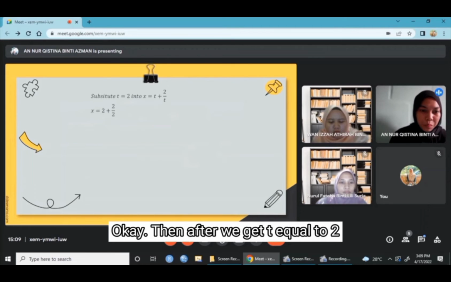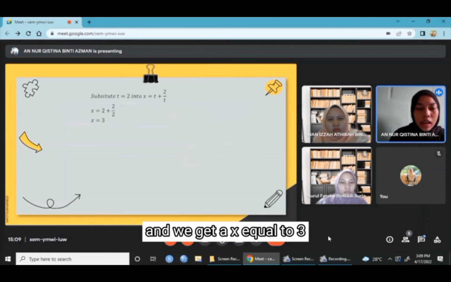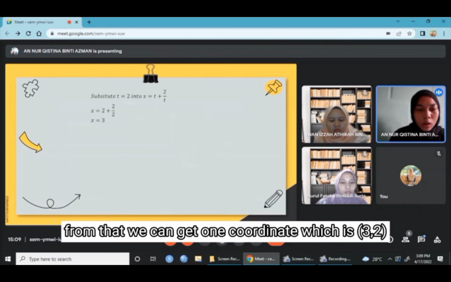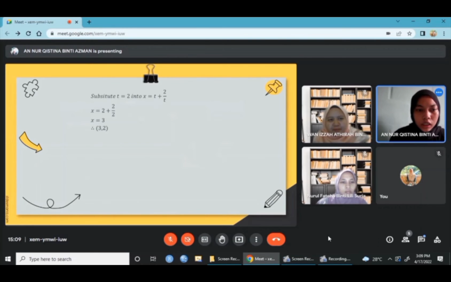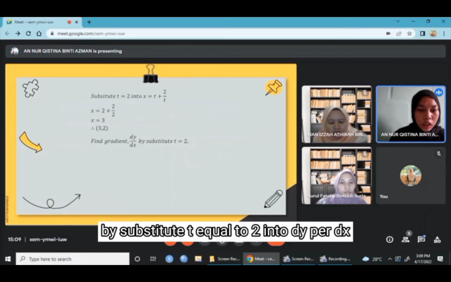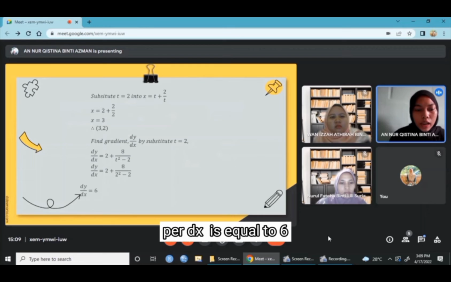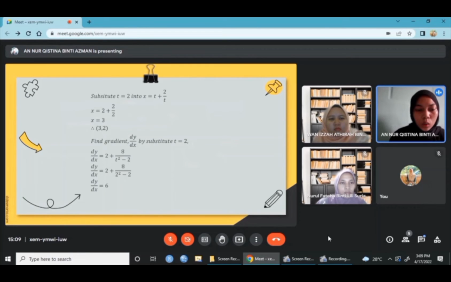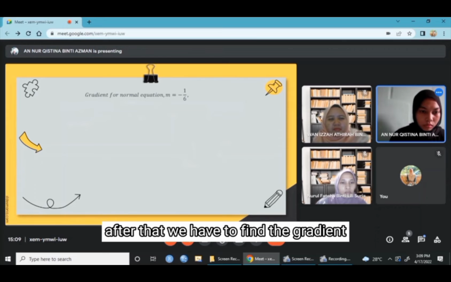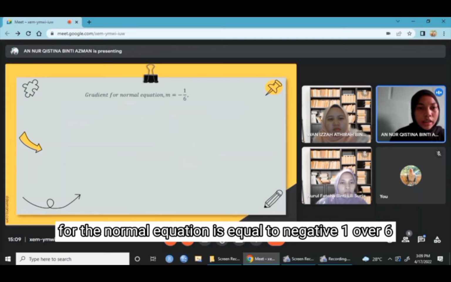Then after we get t equal to 2, we substitute into the parametric equation of x, and we get x equal to 3. From that, we get one coordinate, which is (3, 2). Then we need to find the gradient by substituting t equal to 2 into dy per dx. From that, we get dy per dx equal to 6. After that, we have to find the gradient for the normal equation. The gradient for the normal is equal to -1 over 6.